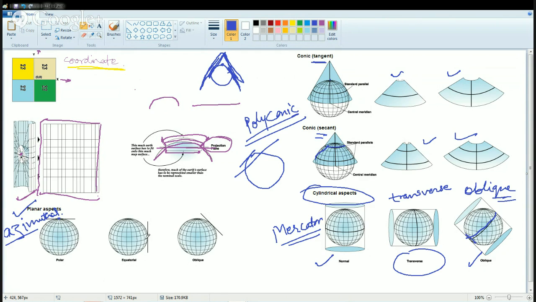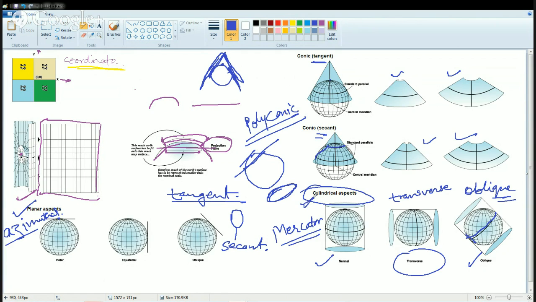If it is touching a single point, it would be tangent. If it is cutting through a section and covering a small kind of circle, it would become a secant projection. Similar to this, if it is cutting here, if I take a cross section of this, it would appear to be a small circle here. So this becomes the secant projection.